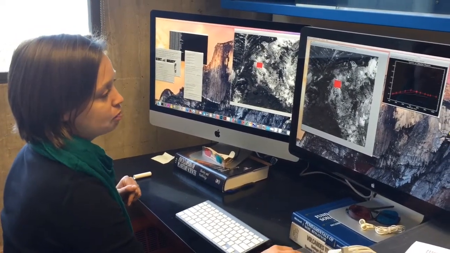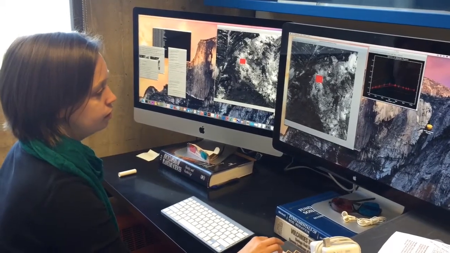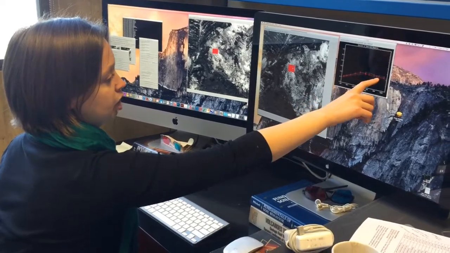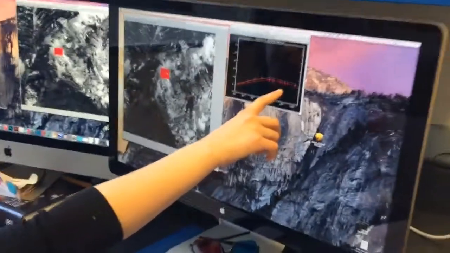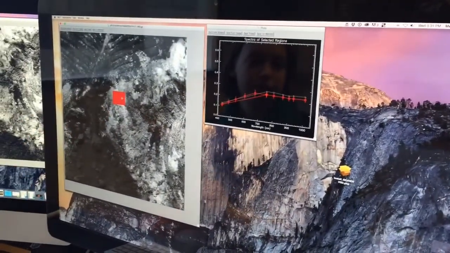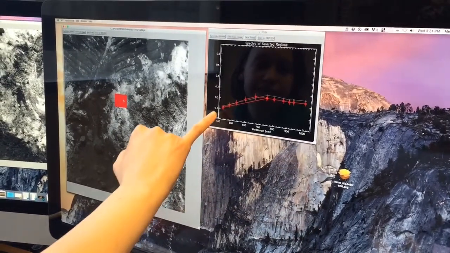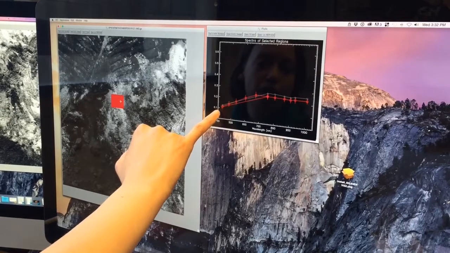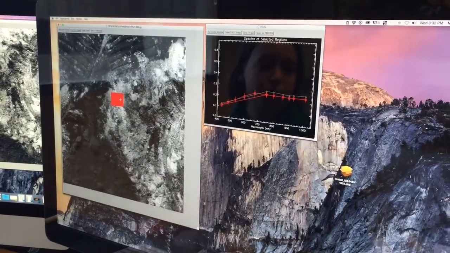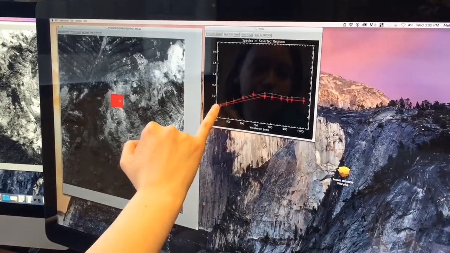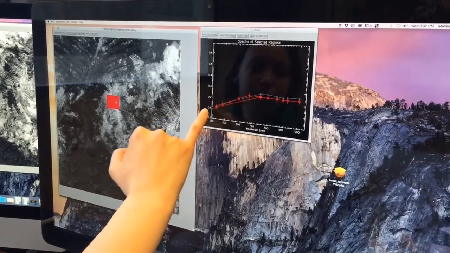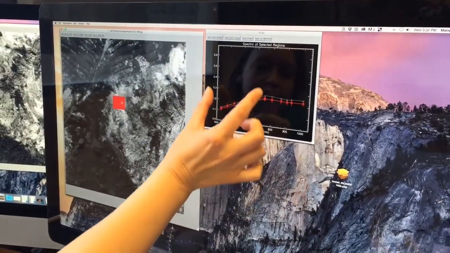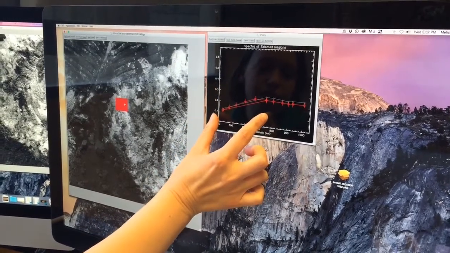And then what pops up in this window over here, the red line is the spectrum of reflected light on this spot in the image. So what this tells us is that at 400 nanometers, we have a brightness value of about 0.1. And then those reflectance values become brighter as we increase in wavelength. The human eye sees wavelengths in this region here.